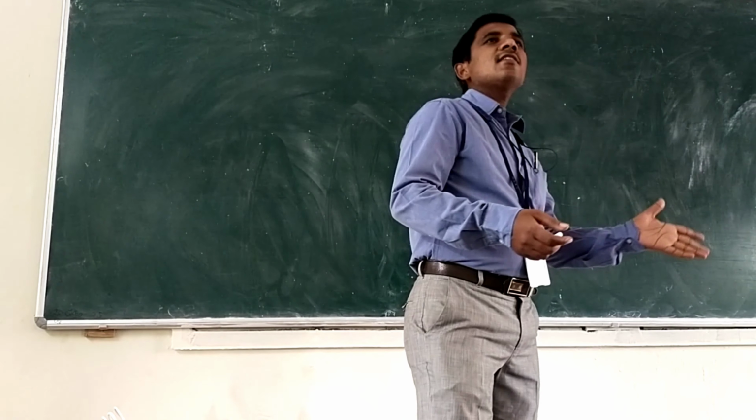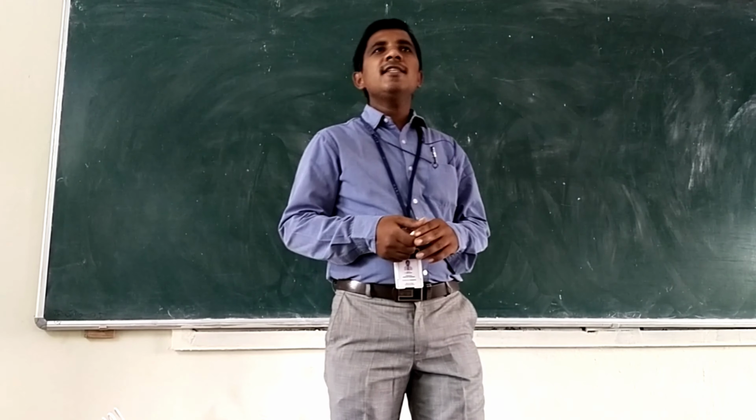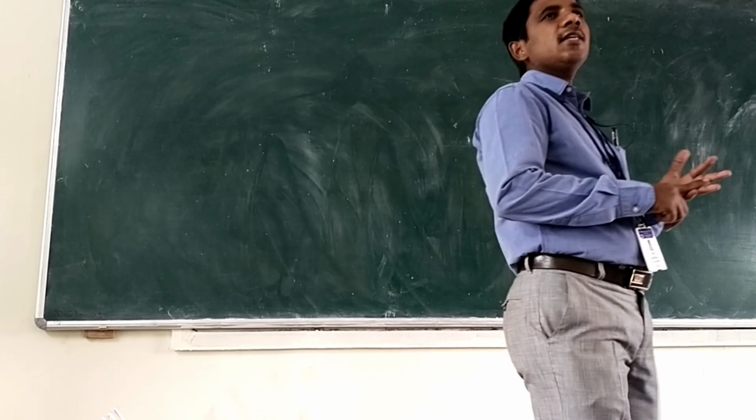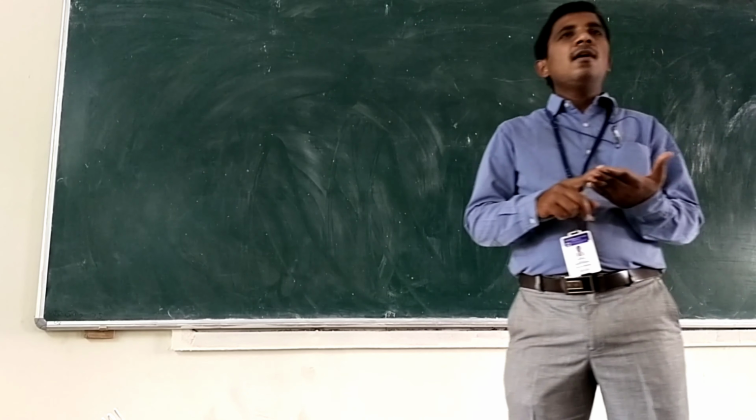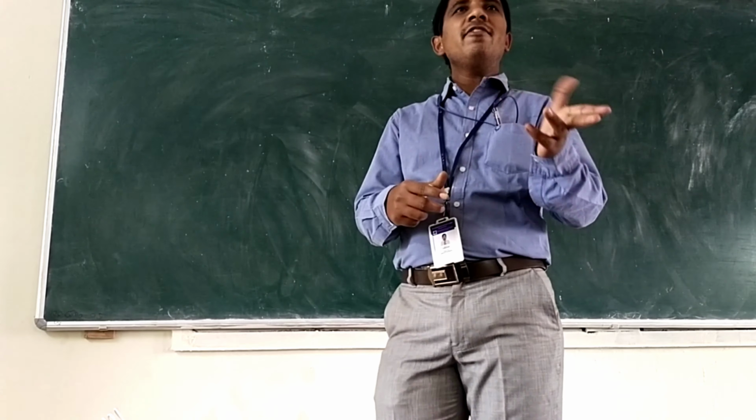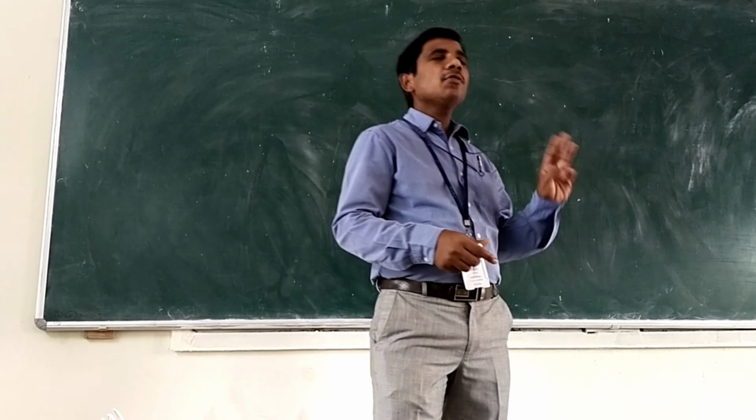Last class we discussed the DC motor. DC motors are classified into three types: shunt, series and compound. According to the method of connection of the field winding, the DC motors are classified into three categories.